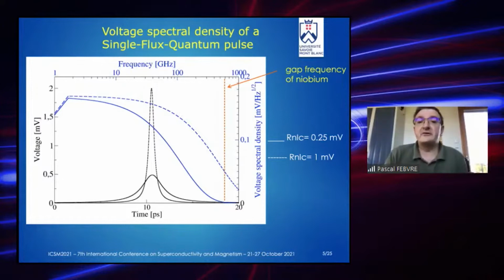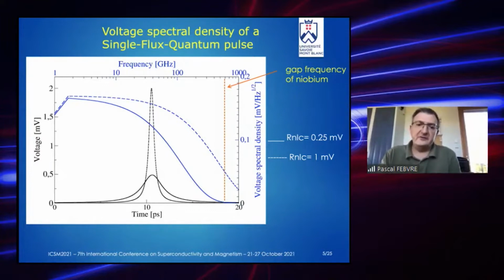It means such a pulse, a 1 picosecond pulse, has enough energy to break a few Cooper pairs, and it has an influence even if the line is superconducting and without losses. In fact, it has losses at high frequency, so there is dispersion. This is just an example of the signal.